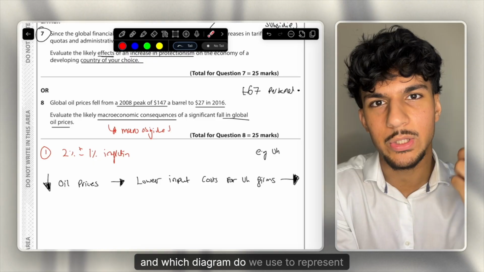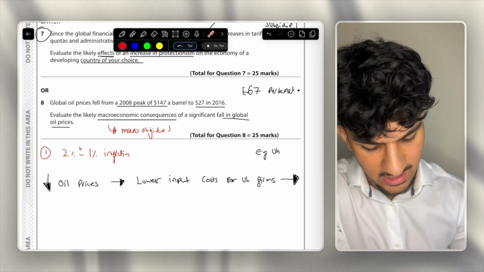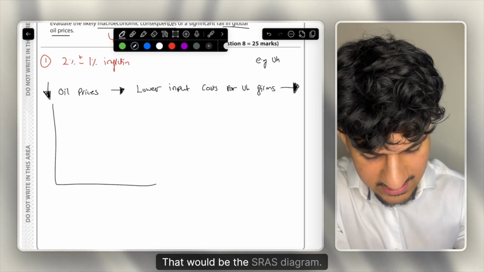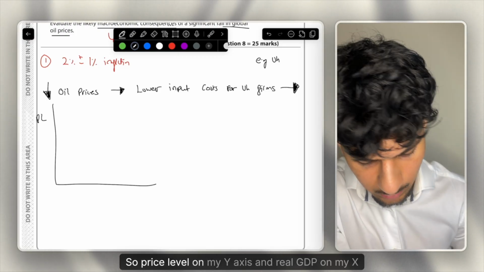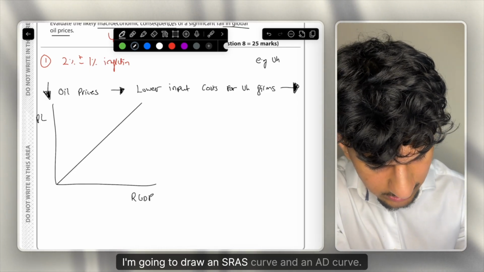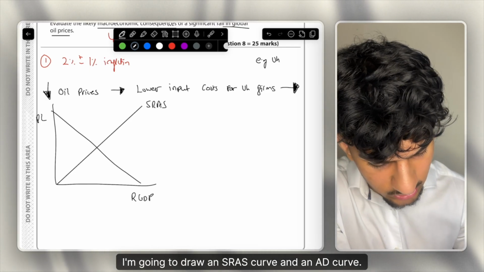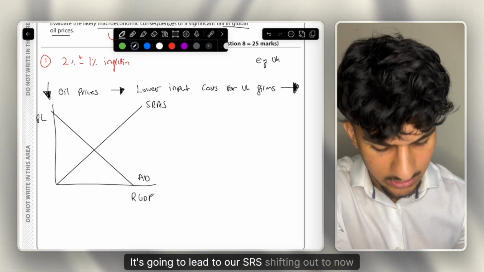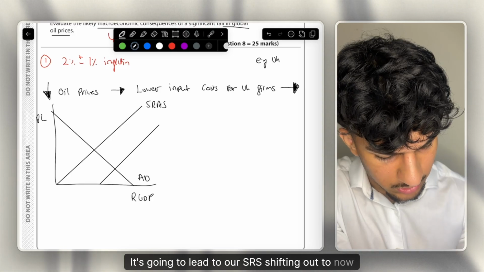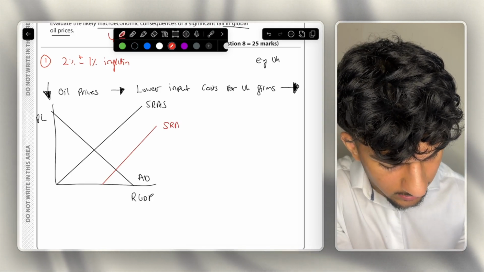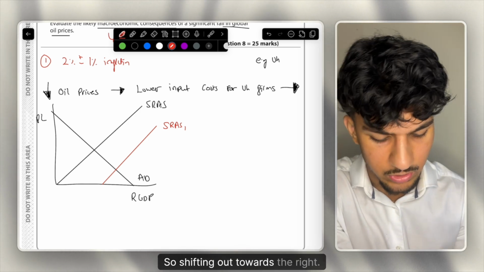And which diagram do we use to represent costs? That would be the SRAS diagram. So price level on my y-axis and real GDP on my x-axis. I'm going to draw an SRAS curve and an AD curve. So a decrease in costs is going to lead to what? It's going to lead to our SRAS shifting out. I'm going to draw this in red, SRAS shifting out to now SRAS1, so shifting out towards the right.